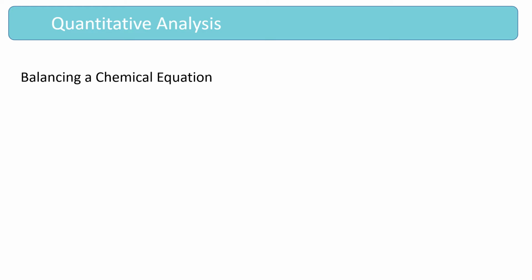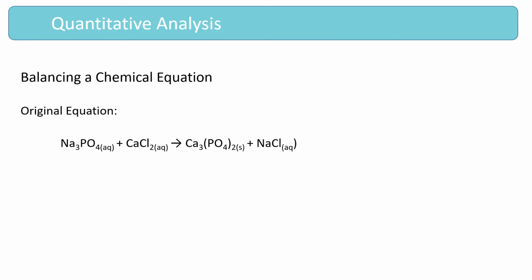So here's an example of balancing a chemical equation. In the original equation, we have Na3PO4 in an aqueous state plus CaCl2 in an aqueous state to produce Ca3PO4 in a solid state and NaCl in an aqueous state. Now we need to balance this equation, so let's review that.